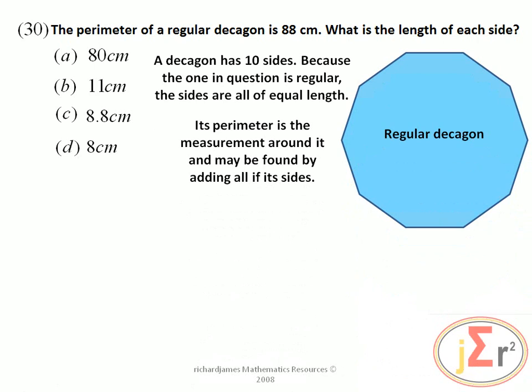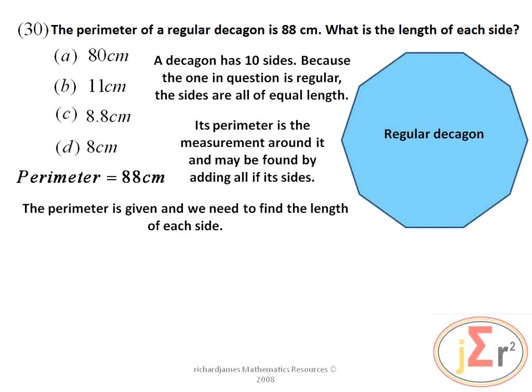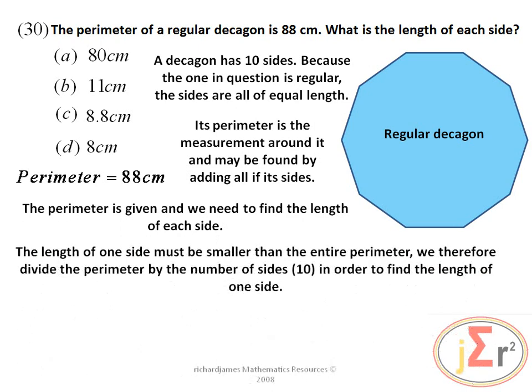Its perimeter is a measurement around it and may be found by adding all of its sides. So the perimeter is equal to 88 centimeters. The perimeter is given and we need to find the length of each side. The length of one side must be smaller than the entire perimeter. We therefore divide the perimeter by the number of sides, 10, in order to find the length of one side.